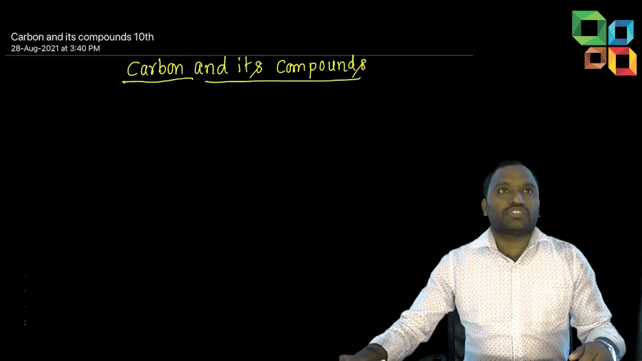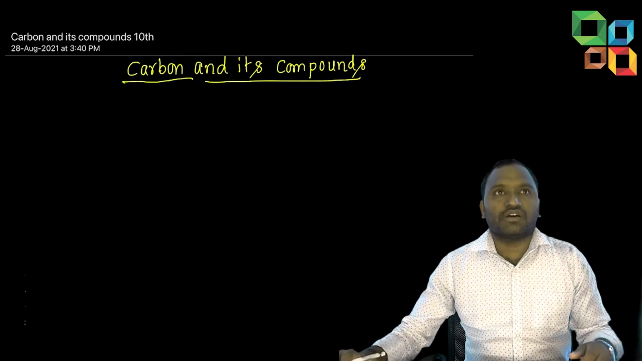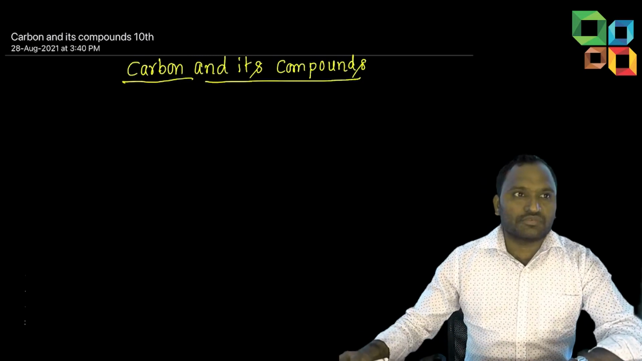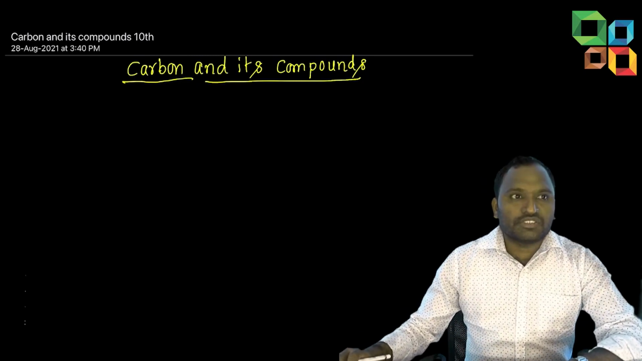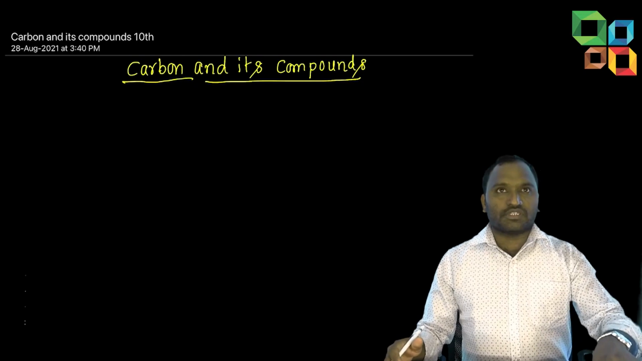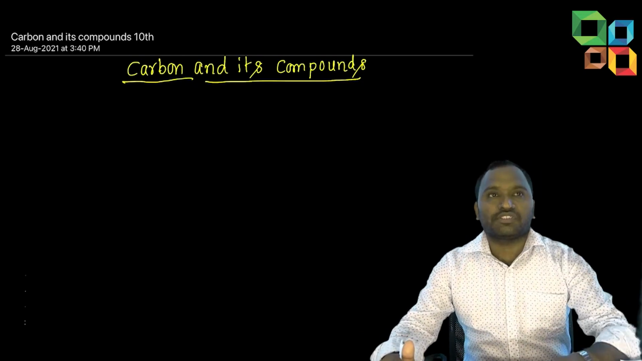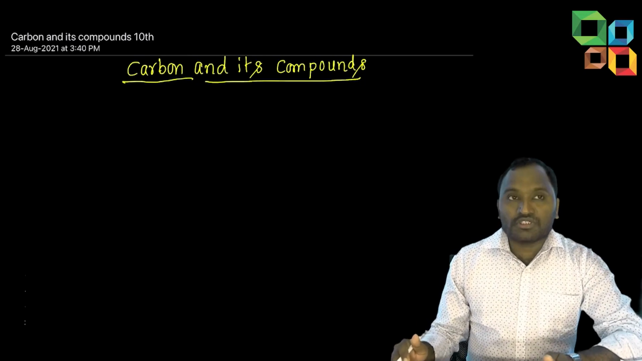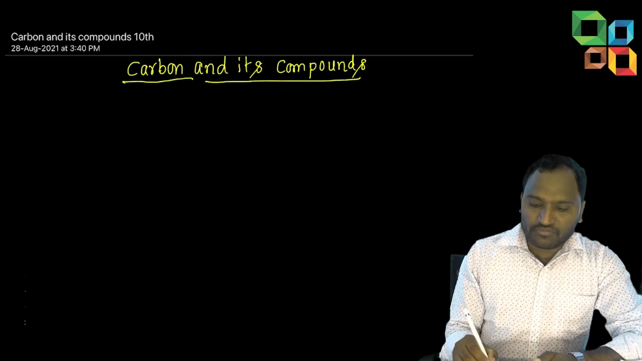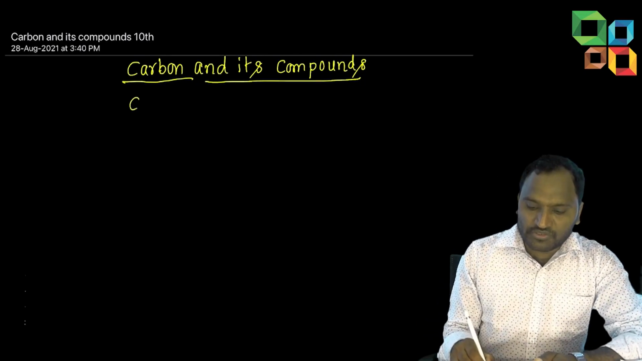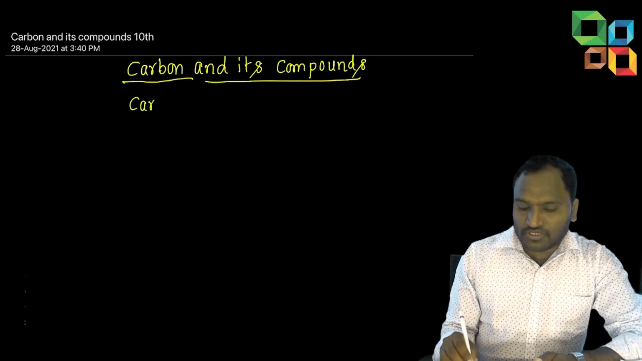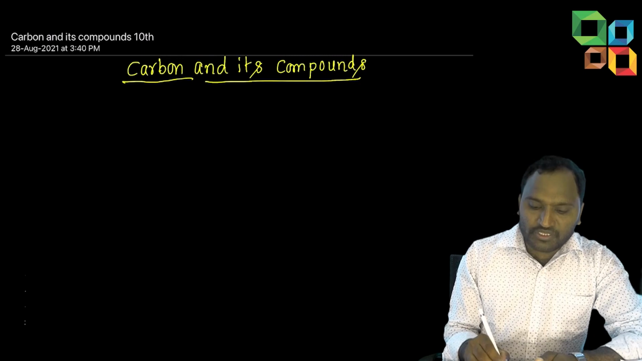Carbon and its compounds. Related to this chemistry, we call it organic chemistry, since most of these compounds are obtained from living things, plants and animals. The main constituent present in these compounds is carbon, so this chapter is also called carbon and its compounds.